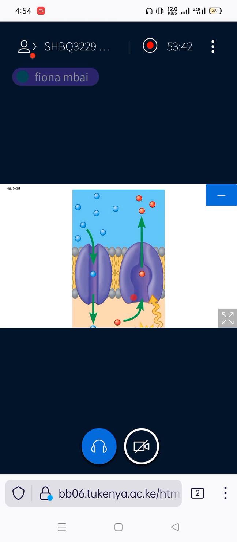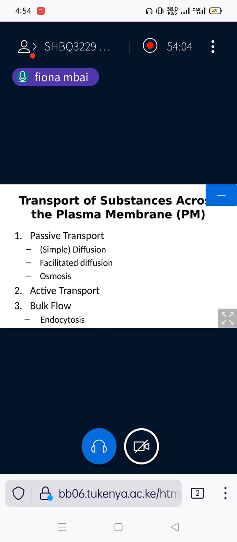In the carrier protein type, you have the molecule coming in, and it will bind in here, and when it binds in here, it will cause opening, and once it causes opening, the molecule will be moved to this side of the membrane.